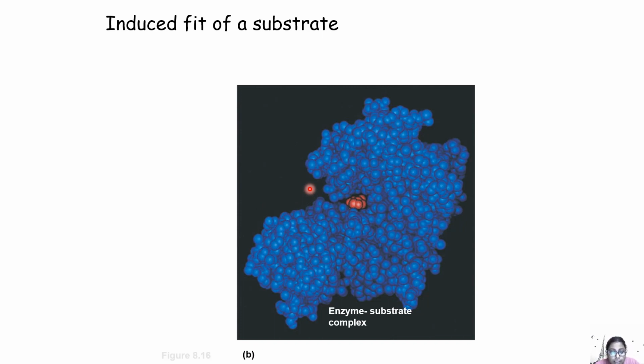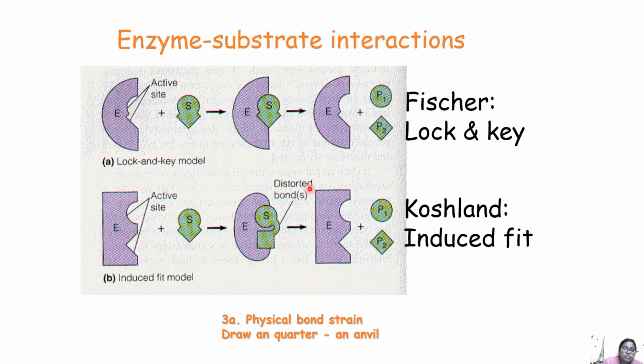Correct. So the induced fit model basically states that a substrate binds to an active site and both change their shape slightly, creating an ideal fit for catalysis. Okay, so enzymes promote chemical reactions by bringing substrates together in an optimal orientation, thus creating an ideal chemical environment for the reaction to occur. Okay, so this is the Fischer lock and key model, where this is the active site, this is the enzyme, this is the substrate. So basically they fit perfectly together like a lock and key, and then the products are formed, which are then released.